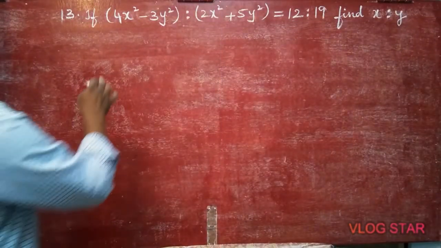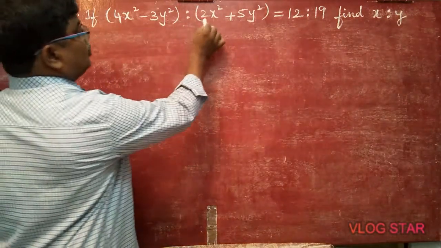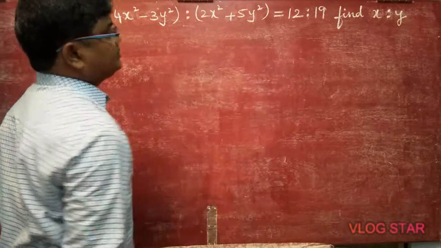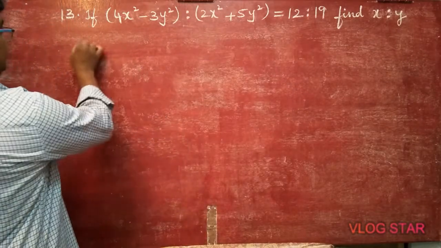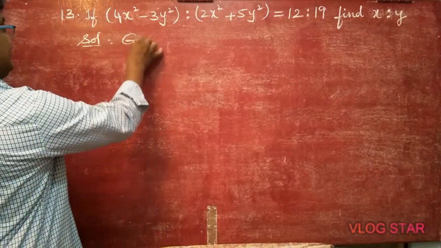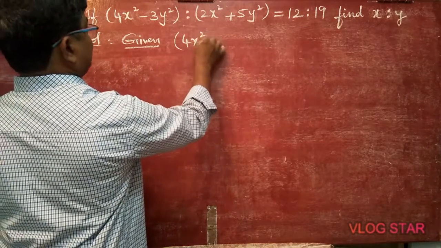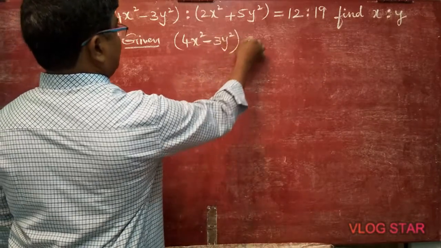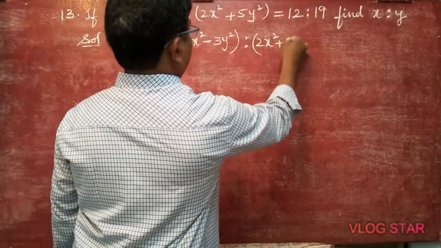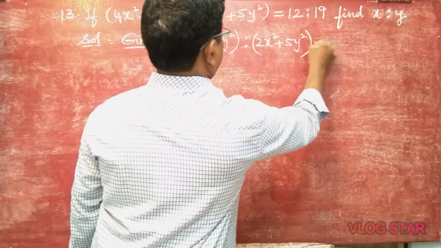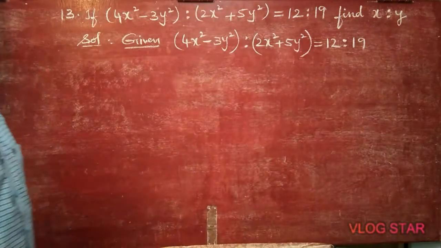13th problem. If 4x² minus 3y² is to 2x² plus 5y² is equal to 12 is to 19, find x is to y. The same procedure. Solution. Given: 4x² minus 3y² is to 2x² plus 5y² is equal to 12 is to 19. We have to find x is to y.